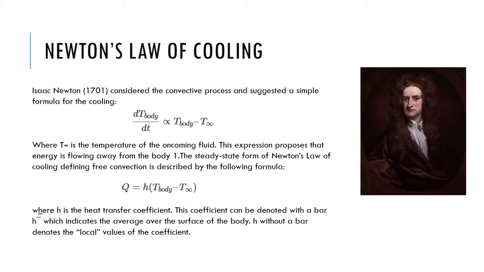Q, that is heat, is equal to h into (T body minus T infinity), where h is the heat transfer coefficient. The coefficient can be denoted with a bar like shown here, h bar, which indicates an average over the surface of the body. h without a bar denotes local values of the coefficient. So if it's a large body, h without the bar may denote its value at some particular point, whereas h bar indicates the average value of the whole bulk body.